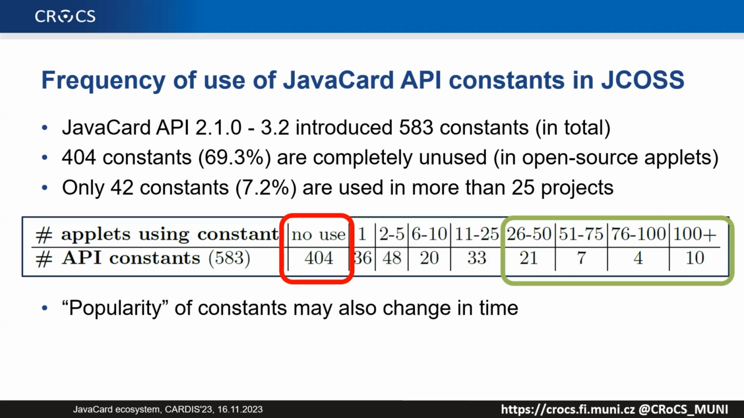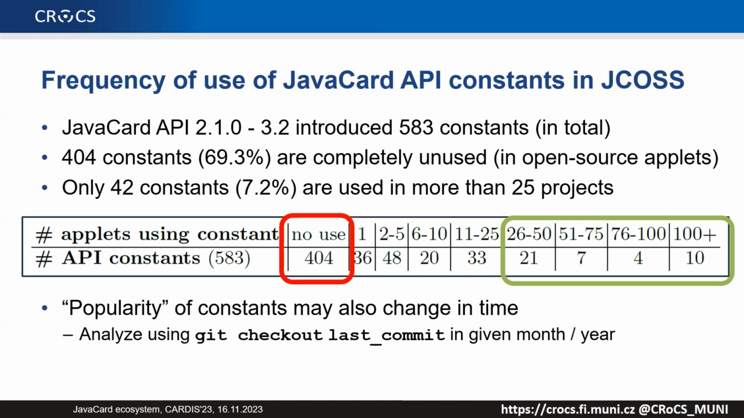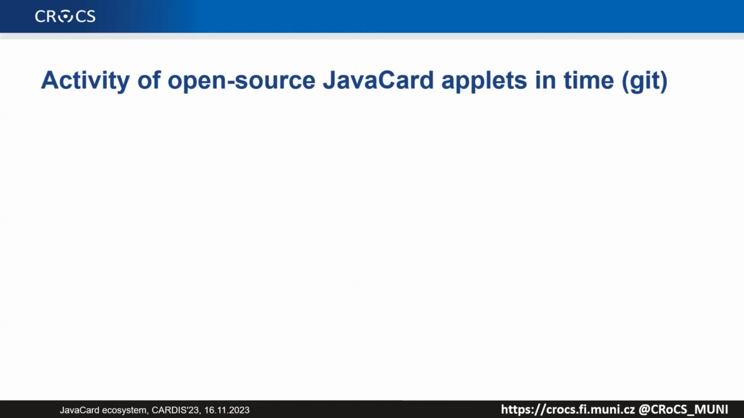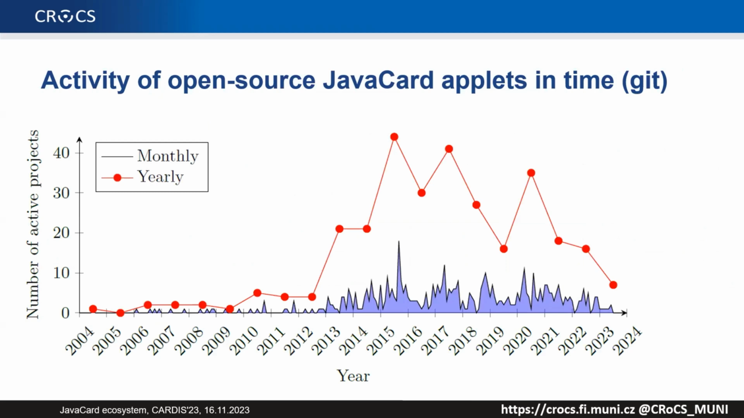The popularity may change over time. We can analyze it because of Git. So let's take a look at some examples. We have the popularity of applets, basically the whole open source ecosystem, in time. What you can see here, the blue ones are per month, and the red one is aggregated per year. What you are seeing is the number of active projects in that particular month or year, based on GitHub commits. So you can see that it was quite active here.